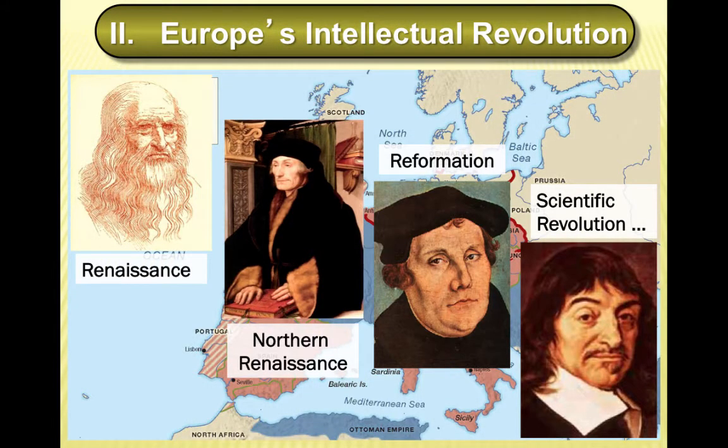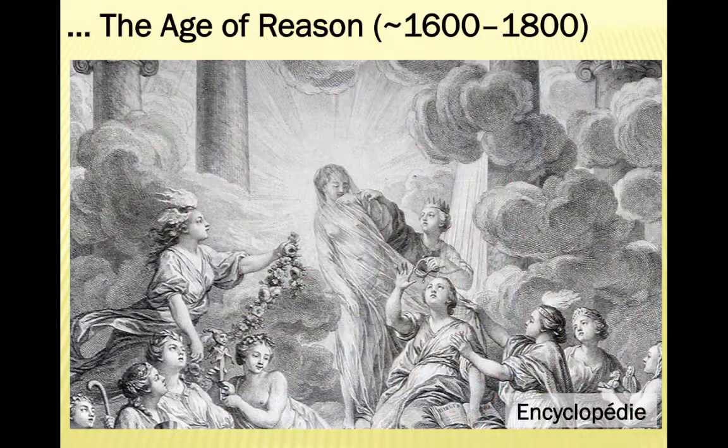One of the main goals of the study of history is to understand why events occurred as they did. Logically, the Renaissance led into the Northern Renaissance, which led into the Reformation, which led into the Scientific Revolution and the Age of Reason.